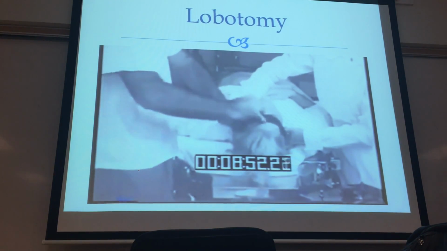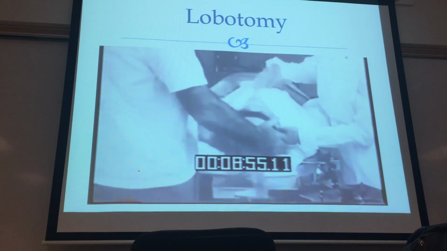So they're giving ECT, electroconvulsive therapy, shock that area.